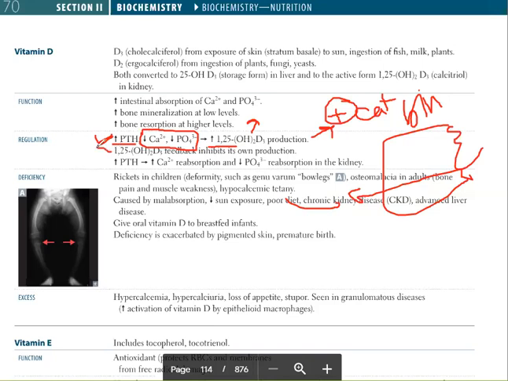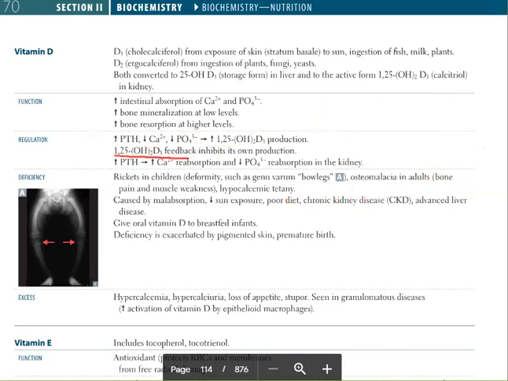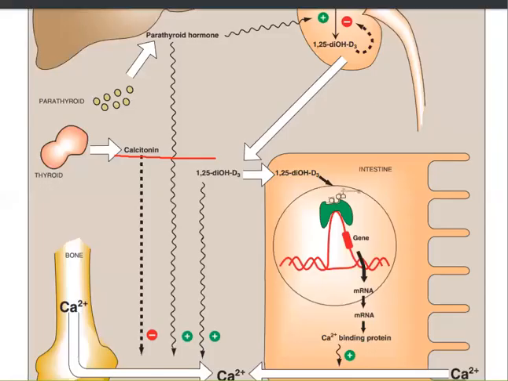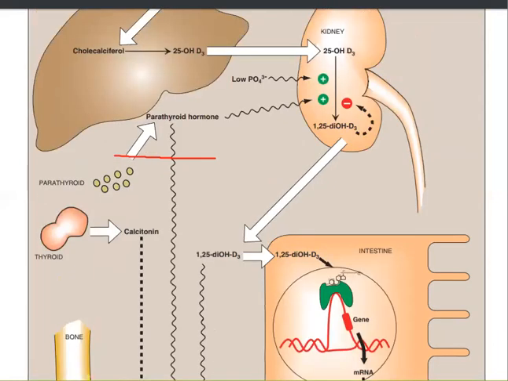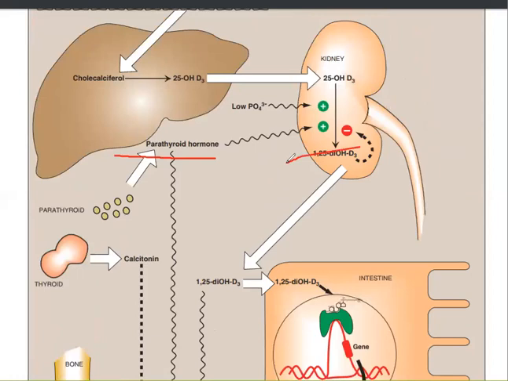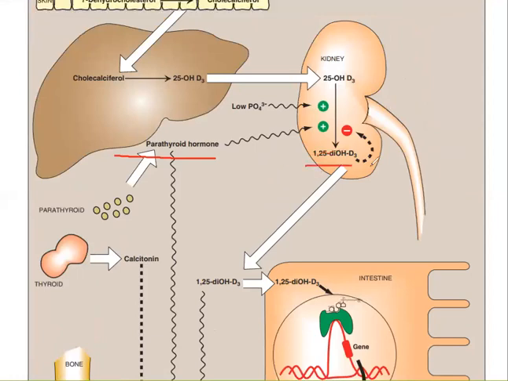Then you have this 1,25 hydroxy D3 I showed you, that is doing the feedback inhibition to its own production. I'm talking about this active form. This active form 1,25 is doing feedback inhibition to its own production, because it is produced in more quantity. It is saying, I don't want to be produced more, please stop my production. So this is called feedback inhibition or self inhibition.